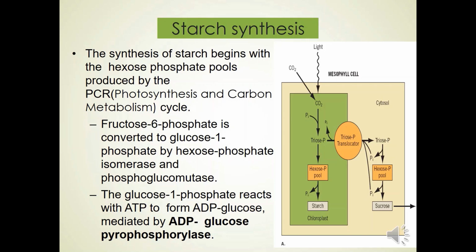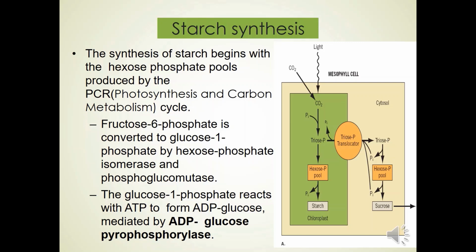Then that glucose 1 phosphate reacts with ATP to form ADP glucose, not ATP. So they remove the inorganic phosphate, mediated by the enzyme ADP glucose pyrophosphorylase. So that is the name of the enzyme. So in this process, they give you three enzymes, which are hexose phosphate isomerase, phosphoglucomutase, and also ADP glucose pyrophosphorylase.